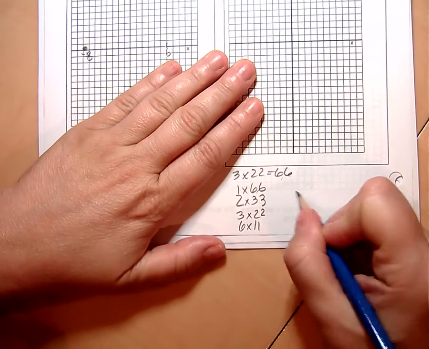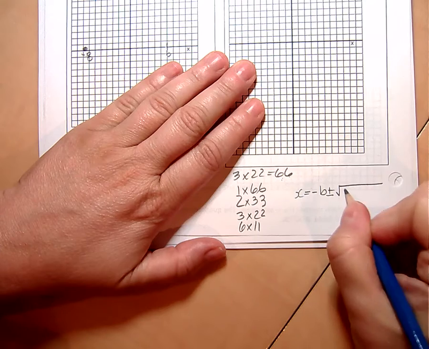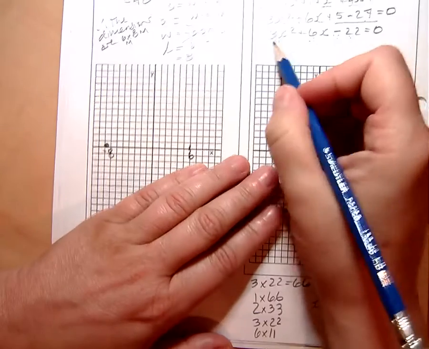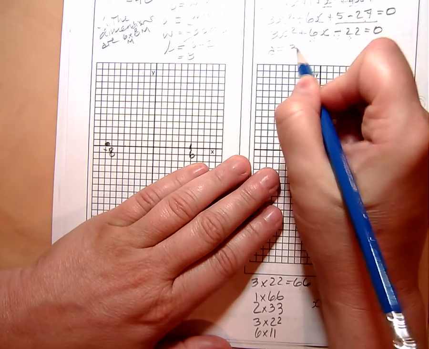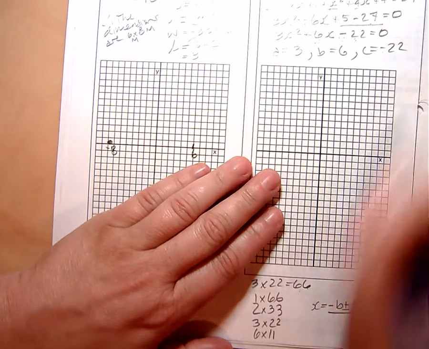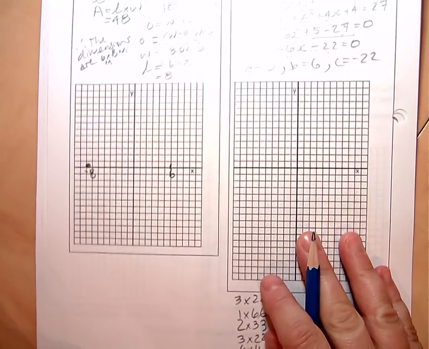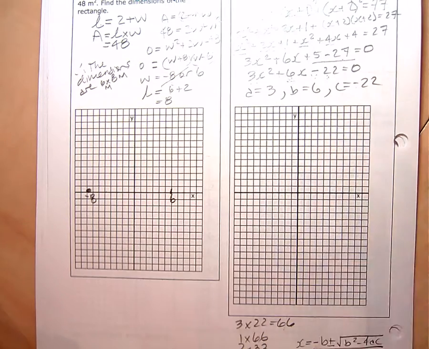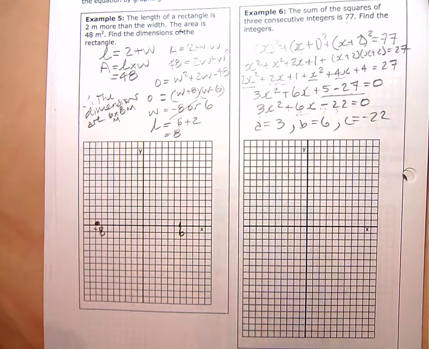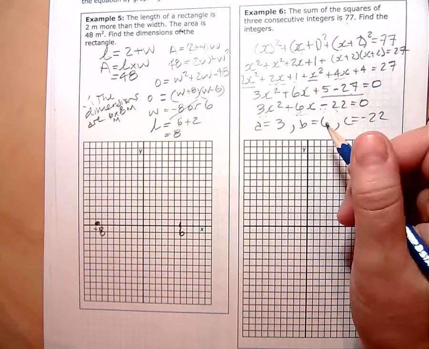So that is x equals negative b plus or minus the root of b squared minus 4ac all over 2a. You know that a is 3, b is 6, and c is negative 22. Now, just for argument's sake, because we can do the algebra, but let's say we find out that the answer is 6. So what's going to happen is we're going to plug 6 in for our x's, and then we will see that 6, 7, 8 would be the numbers. And that's how that works.